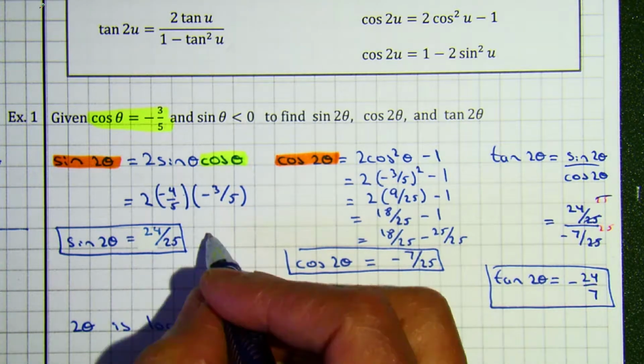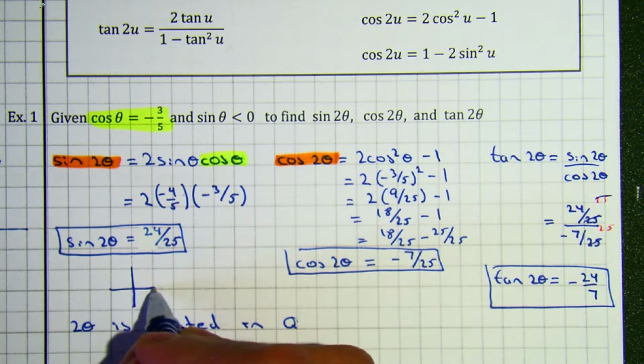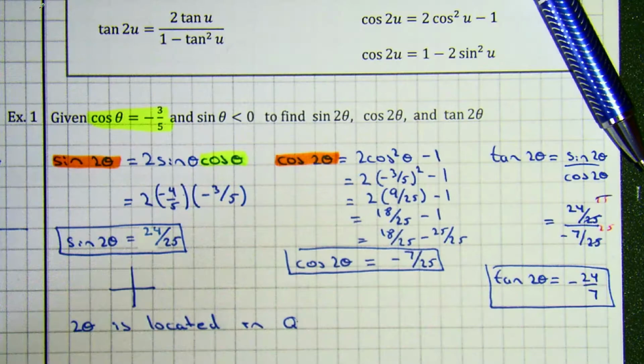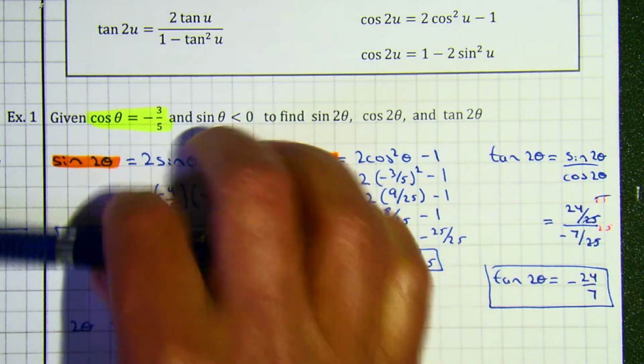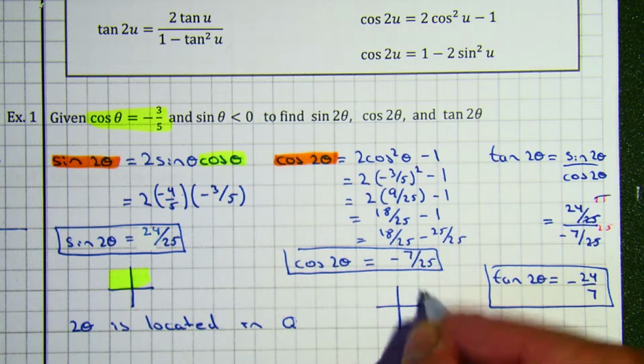Well, let's think about this. Let's see. I'm just going to make a small x and y axis. Sine of 2 theta is positive. That means that it has to be on the first and second quadrant. Cosine of 2 theta is negative. So it means it has to be on the left.